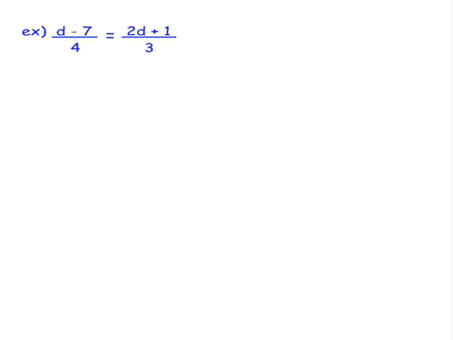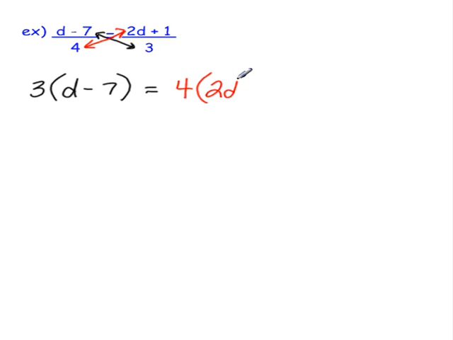We have d minus 7 over 4, and that equals 2d plus 1 over 3. How do we solve a proportion? We solve a proportion by cross multiplying. We have 3 times both of these things here. So let me show you what I do to establish what I'm multiplying. I'm multiplying 3 times that top numerator over there, equals. I'm also taking 4 and multiplying it by the 2d plus 1. So 4, open parentheses, 2d plus 1.